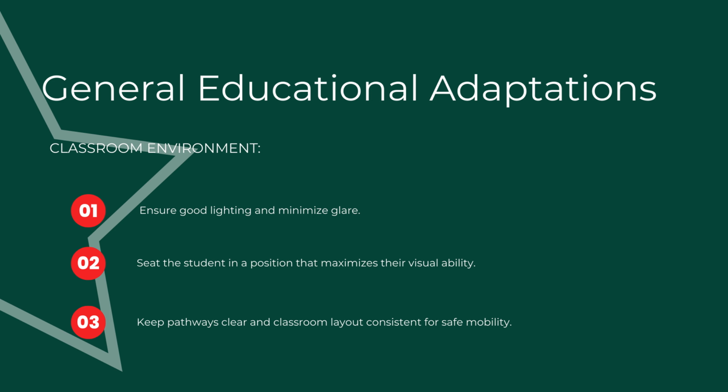In the classroom environment, first we should ensure good lighting and minimize glare. We should make sure the room is bright without glare so that the students can see well. Second, seat the student in a position that maximizes their visual ability, where they can see best or where they are comfortable. Third, keep pathways clear and classroom layout consistent for safe mobility. Keep the classroom setup clear to help students move safely.